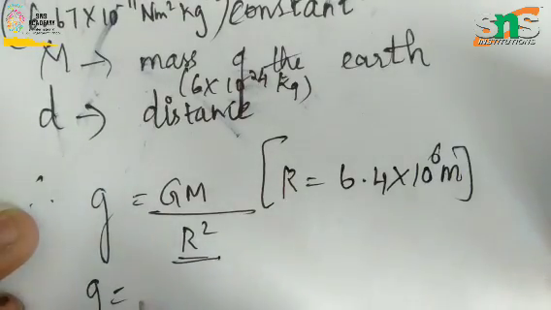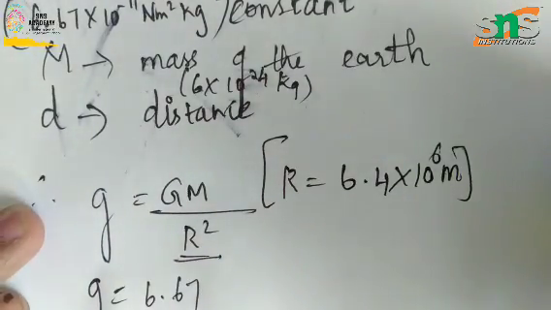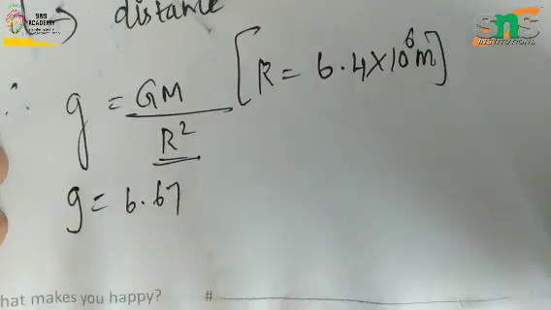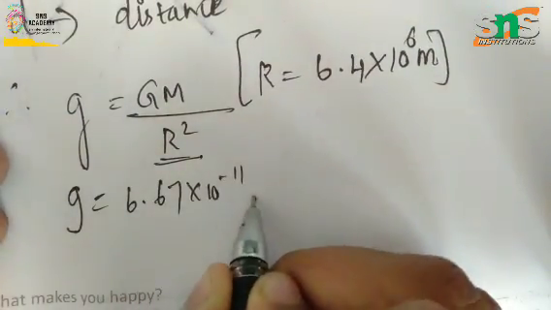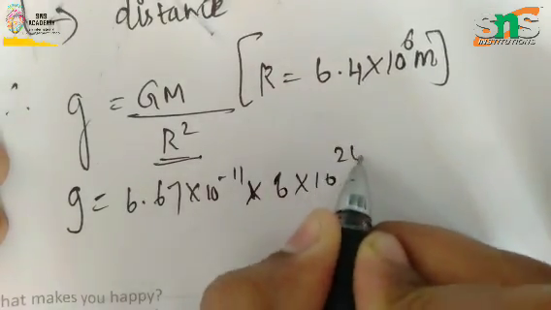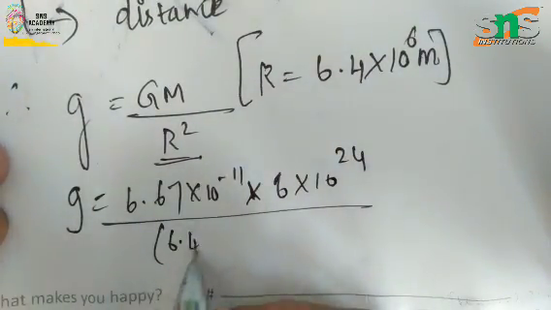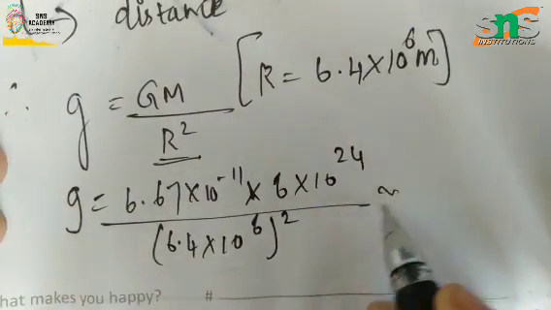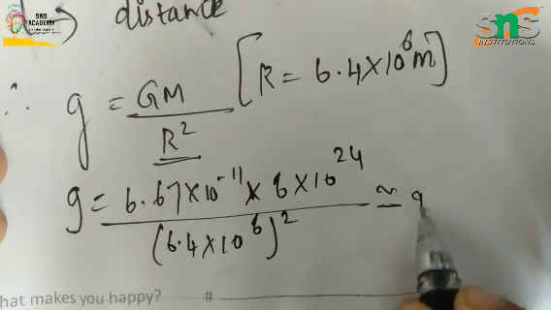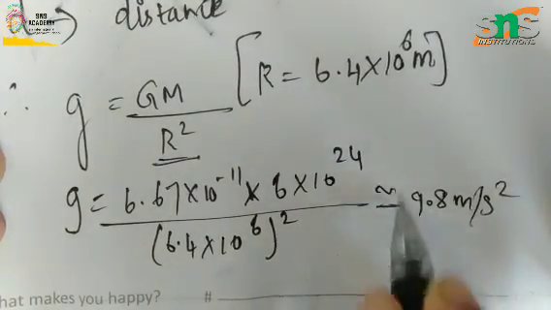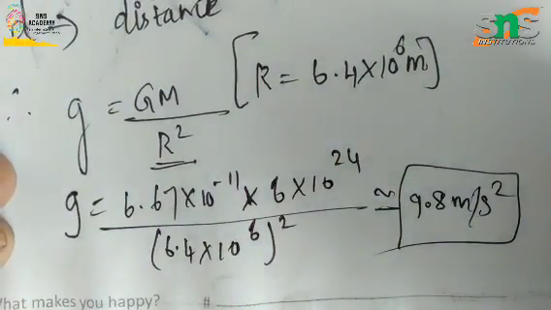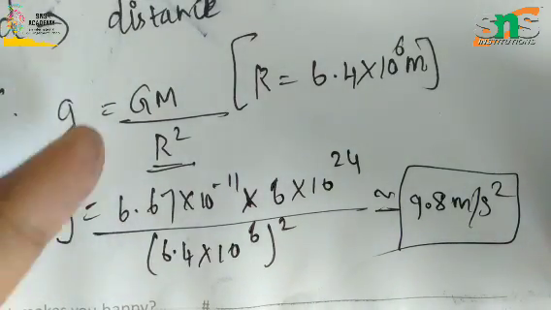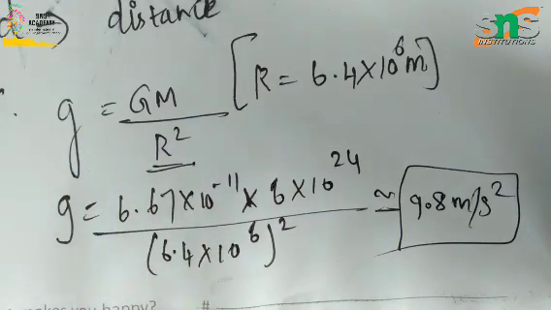So g is equal to, capital G is 6.67, right? So 6.67 into 10 to the power minus 11 into 6 into 10 to the power 24 kg, that is the mass of the earth, by 6.4 into 10 to the power 6 meter, the whole square, since r square means the whole square. On substituting all these values, the final answer will be 9.8 meter per second square. So this is the value of g. So the calculation of g is also done, and by substituting these values, finally we got the answer.